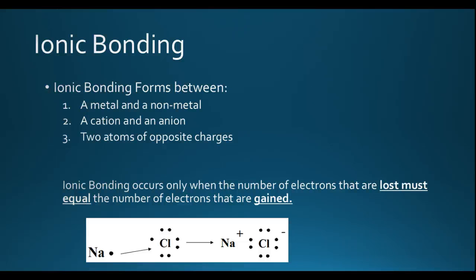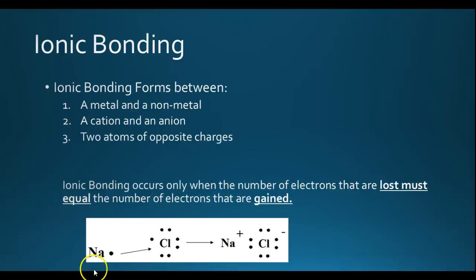Ionic bonds form between a metal and a nonmetal, a cation, which is a positive charged ion, and an anion, which is a negatively charged ion, or to put it very simply, 2 atoms of opposite charges. Ionic bonding only occurs when the number of electrons that are lost equals the number of electrons that are gained.